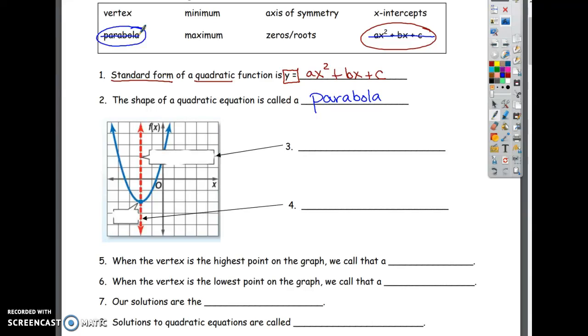Number 3. This red line, what do you think it's called? Look at the stuff that we have left. That red line that cuts it down the middle and makes it the same on both sides. It's called the axis of symmetry because then it makes it symmetrical. The parabola is symmetrical, so it's called axis of symmetry.